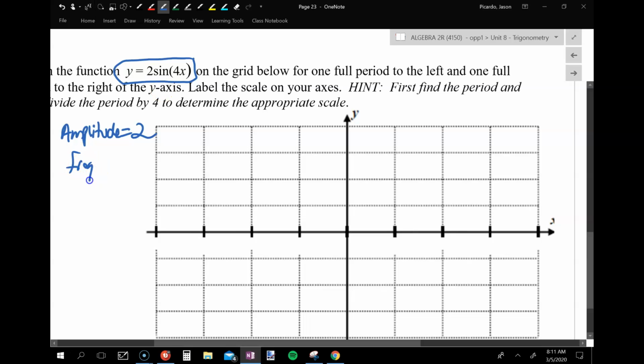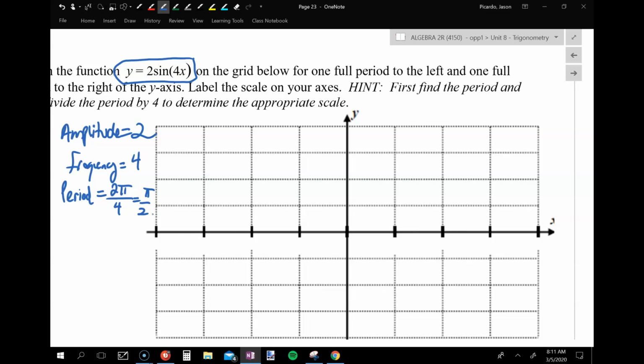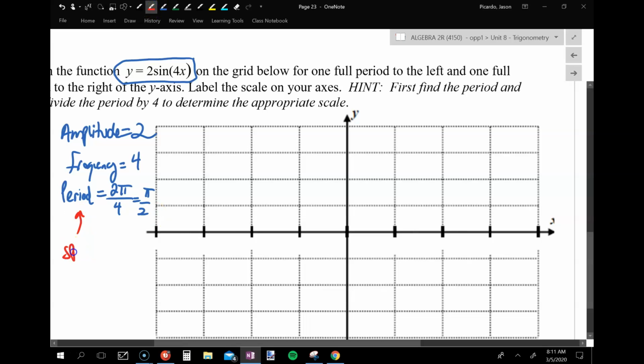What is the frequency? The frequency is 4, which means that the period is what? 2 pi over 4, which is the same as pi over 2. Guys, what does that mean again? The period is the amount of space that is required to graph one cycle. Agreed? So I want to make sure it's clear, the space to graph one cycle.